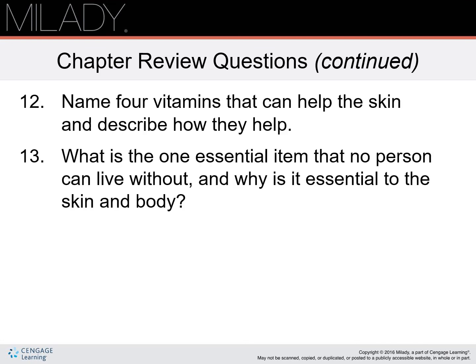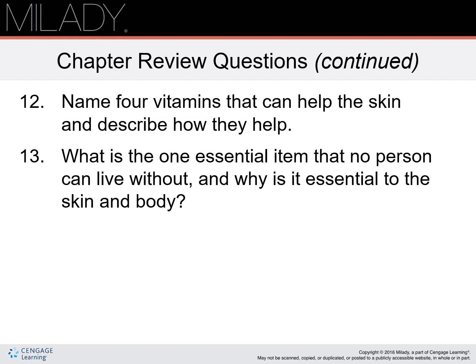Name 4 vitamins that can help with the skin and describe how they help. You have vitamin A, which supports your overall health and skin. Vitamin C repairs your skin. Vitamin D allows your body to absorb and use calcium. Vitamin E fights against and protects your skin from those harmful UV rays.